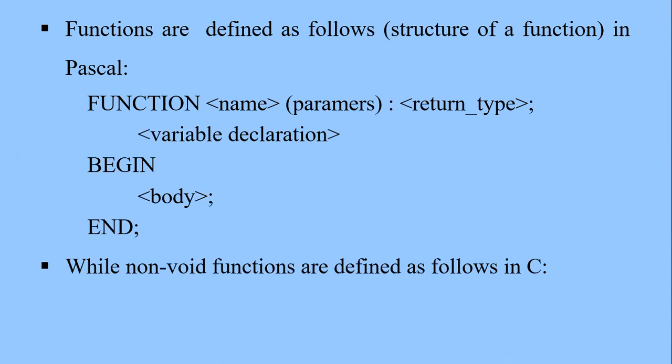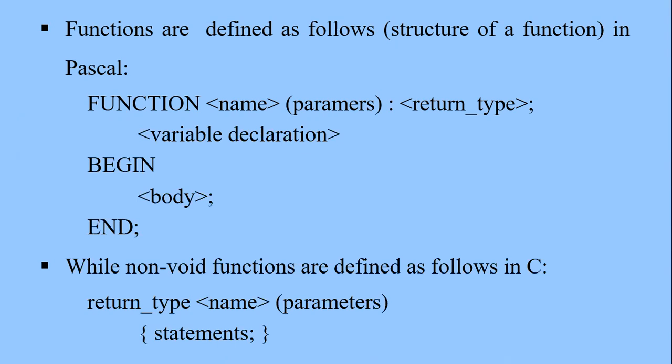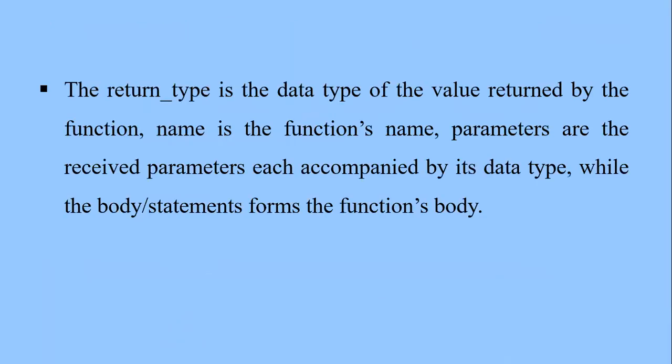Non-void functions are defined as follows in C: we have the return type, the name of the function, and then the parameters. We have the block of statements enclosed between the left brace and the right brace. The return type is the data type of the value returned by the function. Name is the function's name, and the parameters are the received parameters, each accompanied by its data type, while the body or statements form the function's body.